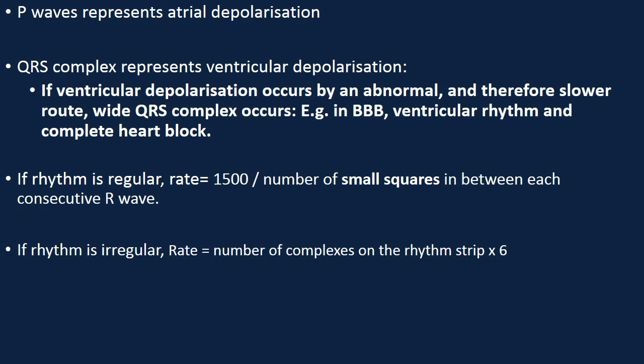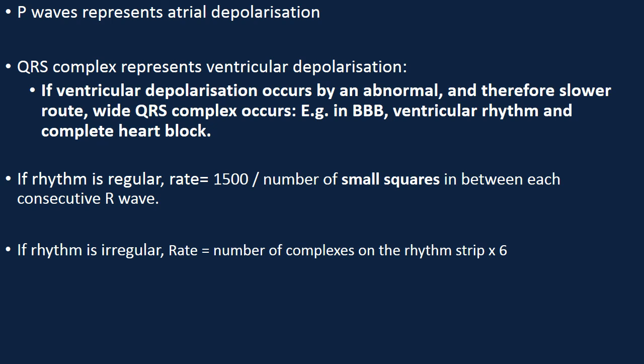And P wave represents atrial depolarization. So whenever you get atrial depolarization, you get a P wave on the ECG. QRS complex represents ventricular depolarization. So if the depolarization occurs through the normal route, like in supraventricular rhythm, then you have a normal QRS complex. So it's normal, it's less than 120 milliseconds. But if the wave of depolarization occurs through an abnormal route, which is slower, then you get a wide QRS complex, because the wave of depolarization takes longer to spread. So you can get that in bundle branch block, ventricular rhythm, and complete heart block.